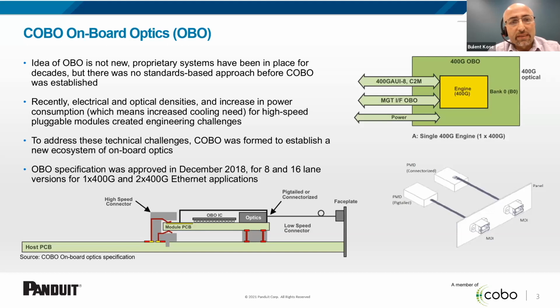Recently, electrical and optical densities and increases in power consumption, which means increased cooling needs for high-speed pluggable modules, created some engineering challenges. And to address these challenges, COBO was formed to establish a new ecosystem of onboard optics. The COBO specification was approved in December 2018 for 8 and 16 lane versions of 1x400 and 2x400 applications. And on my slide here, I show a couple of pictures to give examples.